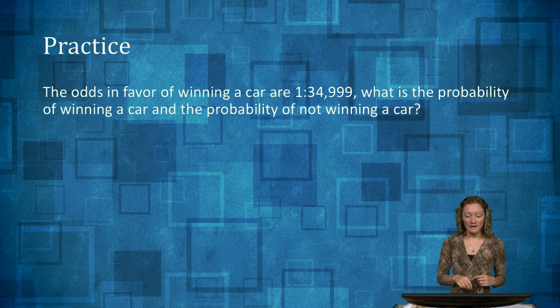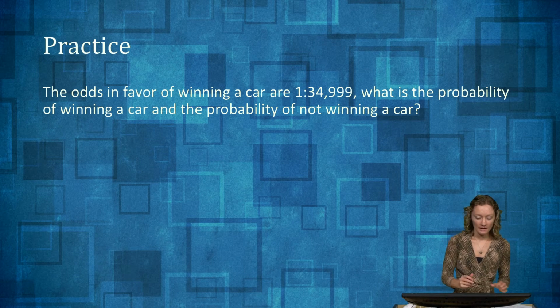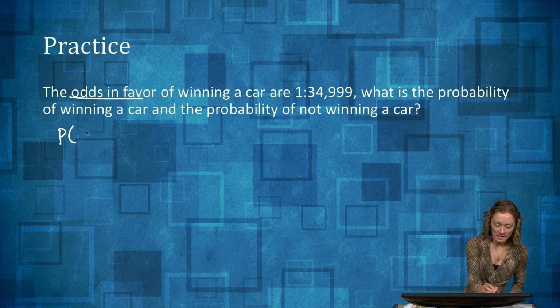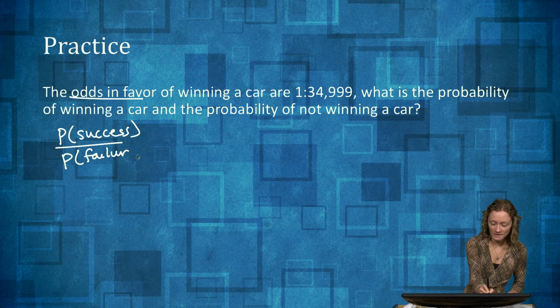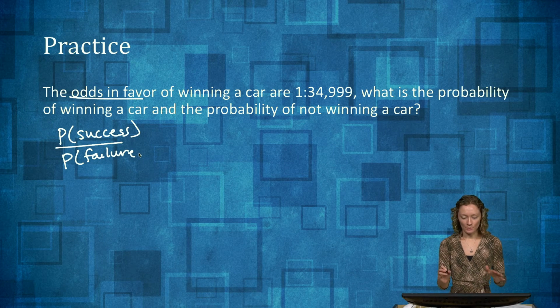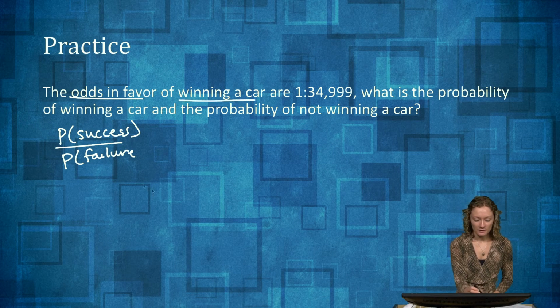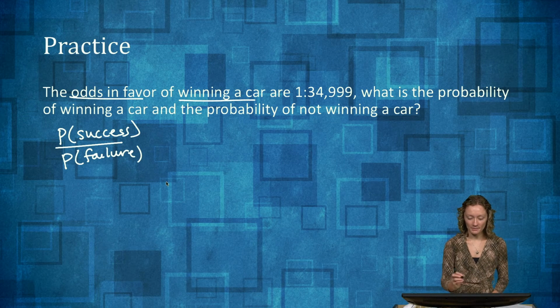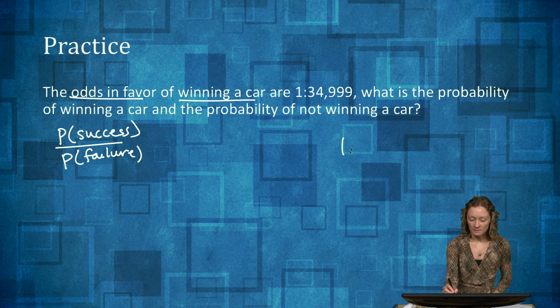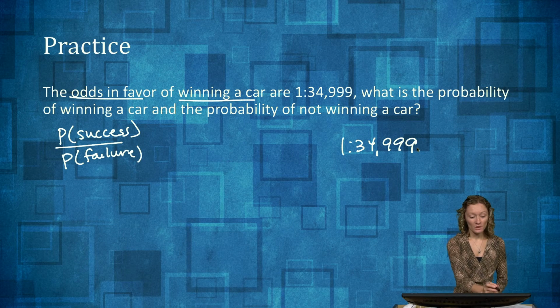Okay, the odds in favor of winning a car are 1 to 34,999. Odds in favor means probability of success over probability of failure. And what's the event? Winning a car. So success of winning a car is on top, failure of winning a car is on bottom. The odds are 1 to 34,999. The question, what's the probability of winning a car and probability of not winning a car?